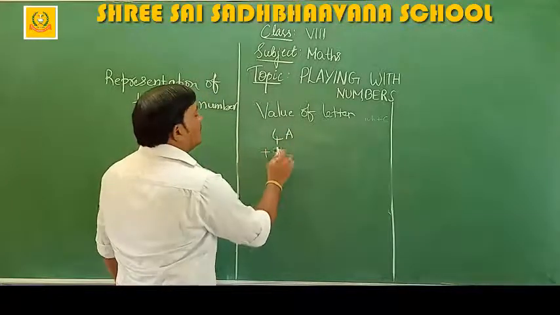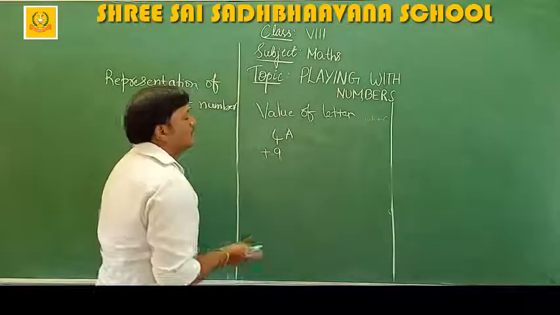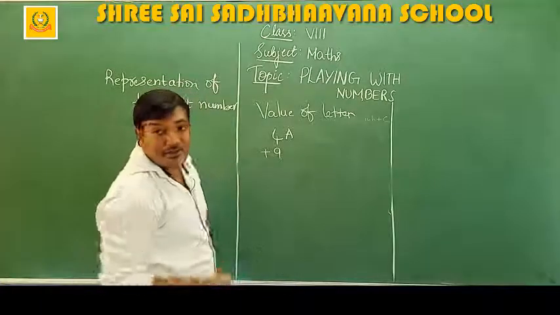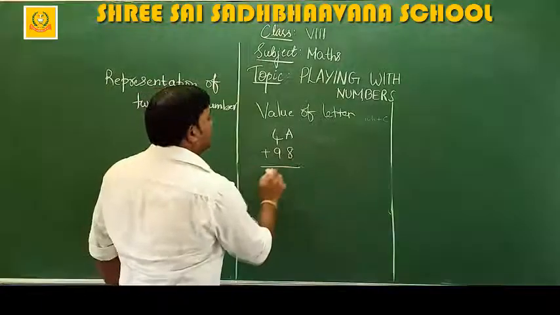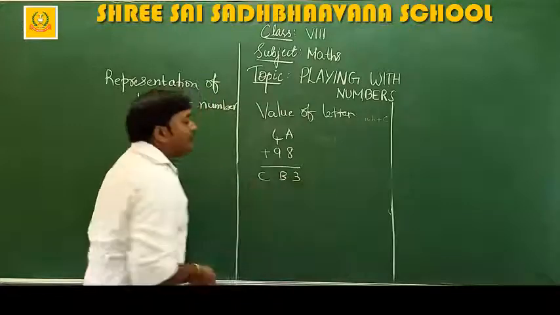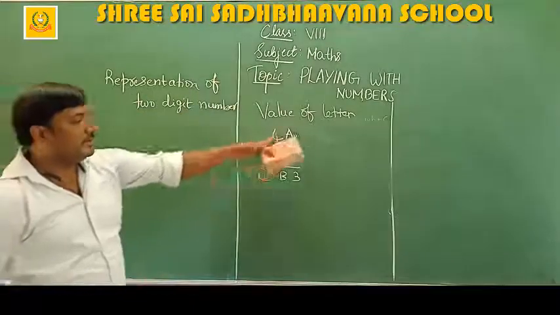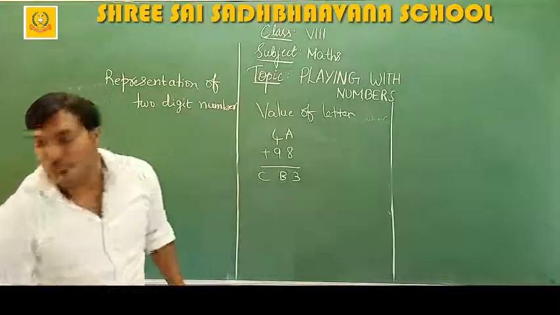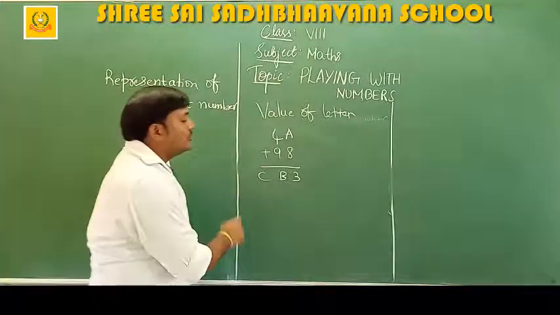4A plus 9B. We can take it as 9B or 98CB3. Here we have three values, A, B, C. All these three you have to find. So how will you find those values?